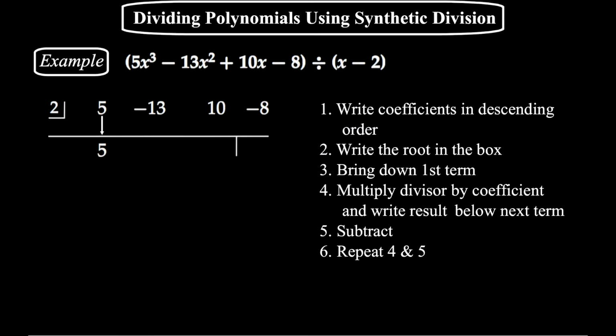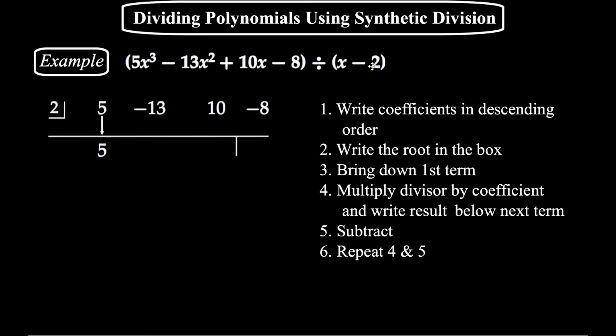So here's the process called synthetic division. What we're going to do here, we start off with writing just the coefficients of our polynomial, and we want to write those in descending order. Remember, if we're missing any terms, we have to write zeros as place markers. So I have a cubed term, a squared term, a linear term, and a constant, and I just wrote those coefficients.